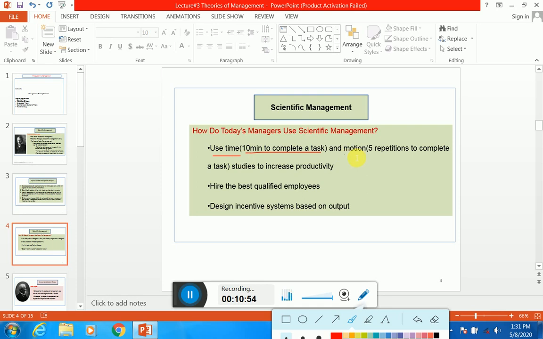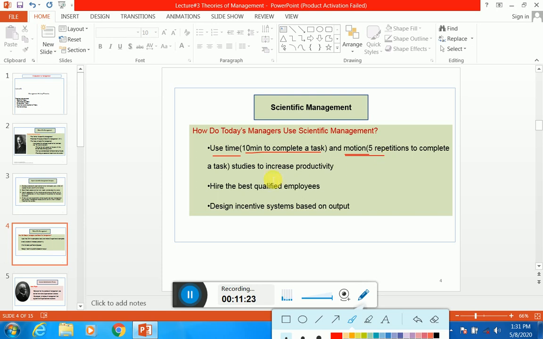And then he introduced another motion study. Motion study means the effort applied. For example, if I complete a task or a job with, let's suppose, 5 movements or repetitions of the body, it means that the body effort should be defined and described.